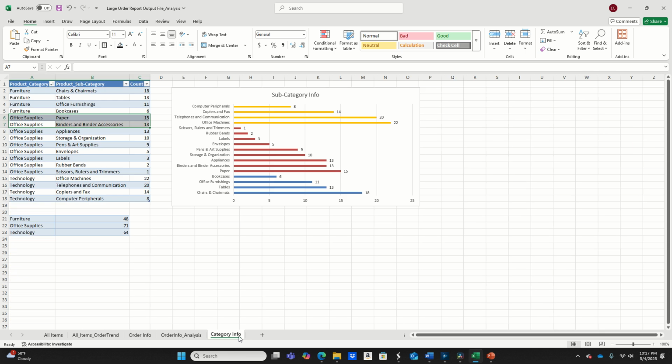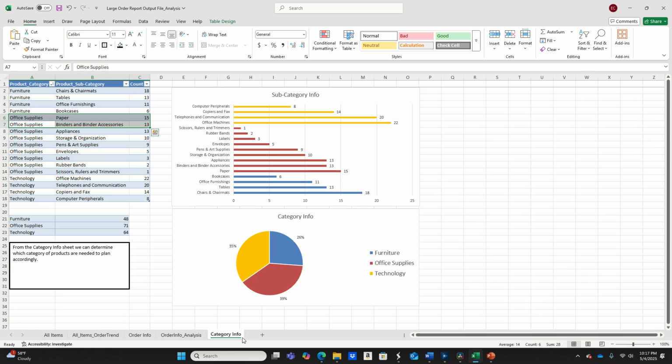And then the last sheet that I did the analysis on was the category info sheet. Looking at the category info sheet, I created a bar chart for the subcategory info to identify which subcategory products make up the large orders. Additionally, I created a pie chart for which category of product makes up the larger orders.